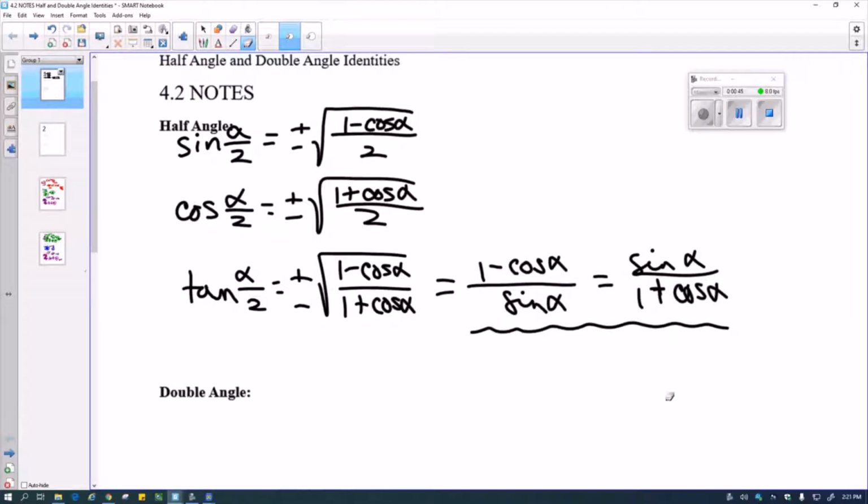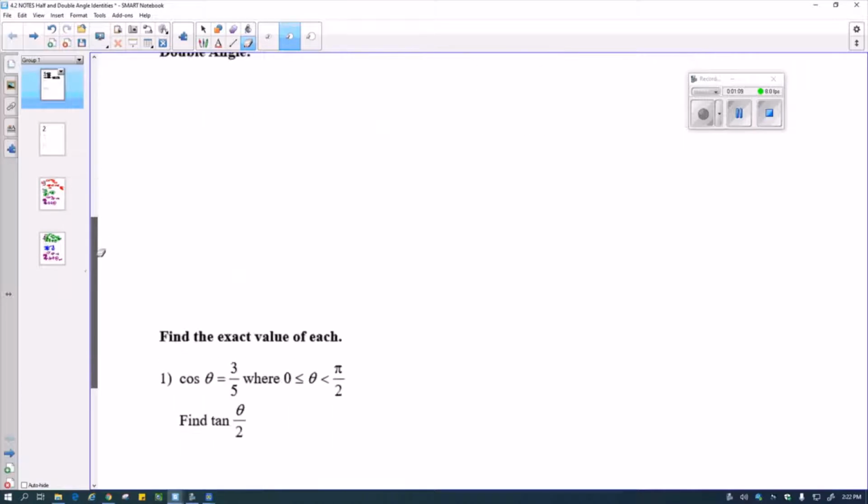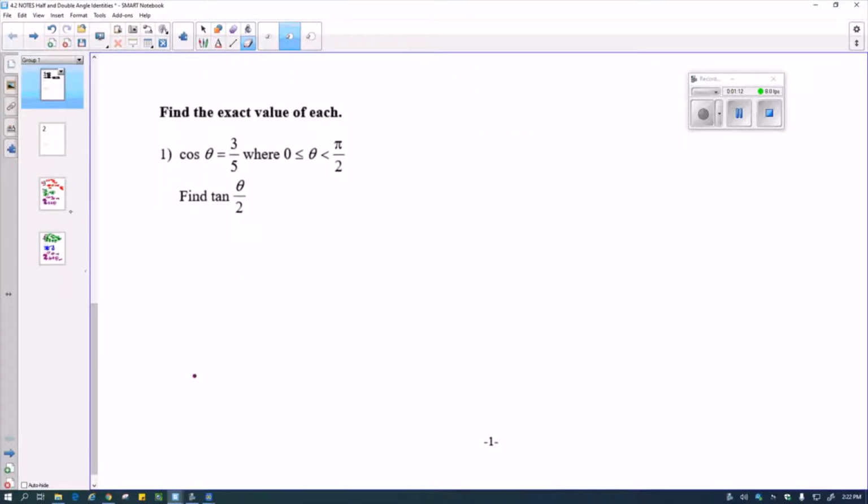I squiggled underneath these because if given the option of which identity to use when it comes to tangent, I lean towards the ones that don't have the radical in it. I don't have that luxury for sine and cosine, but I do for tangent. So I'll lean towards the ones without the radical in them. Okay, so let's jump in and see how this goes. First of all, like I said, you've got to choose your identity, and that comes from right here.